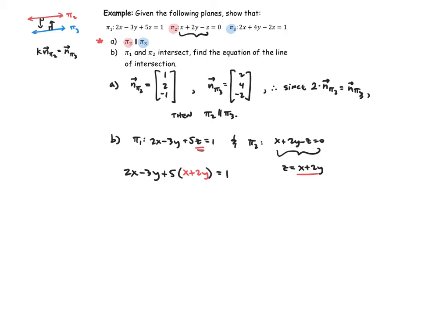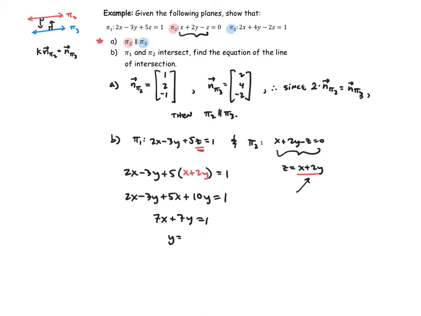Okay, so let's continue. Let's do a little algebra here. I'm going to get 2x minus 3y plus 5x plus 10y is equal to 1. Therefore, 7x plus 7y is equal to 1. Now what I want to do is isolate y, and plug it back in so that I'll have y in terms of x and z in terms of x, which will allow me to write the Cartesian equation of the line of intersection.